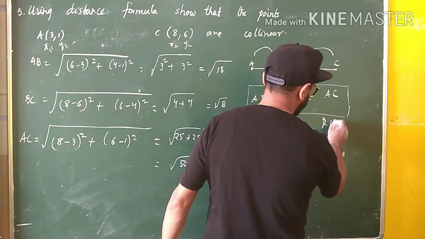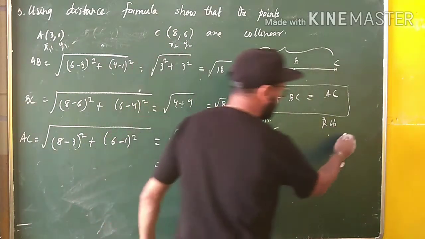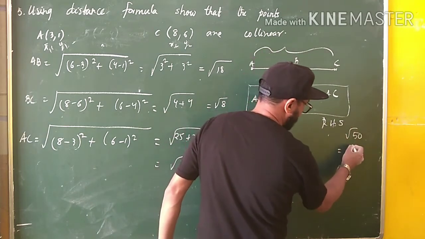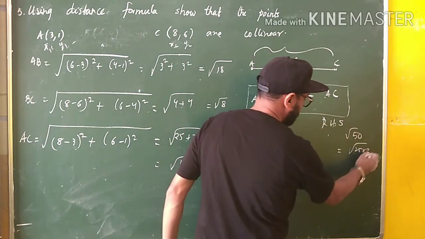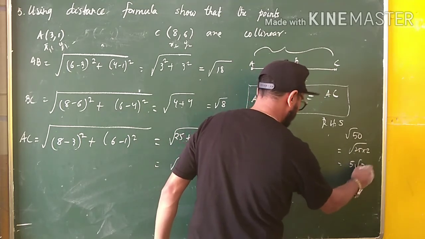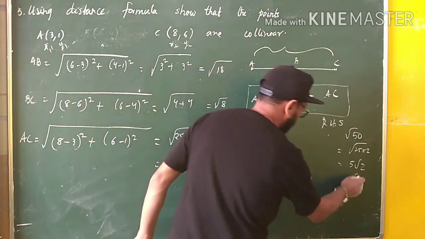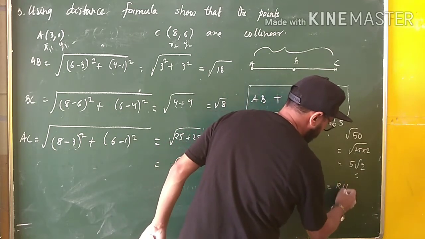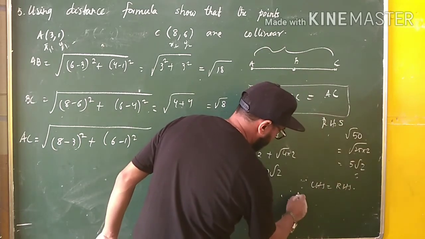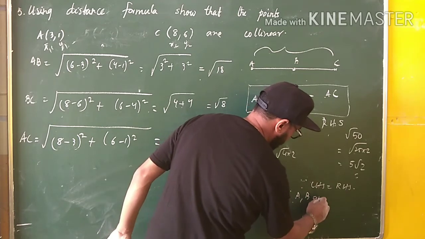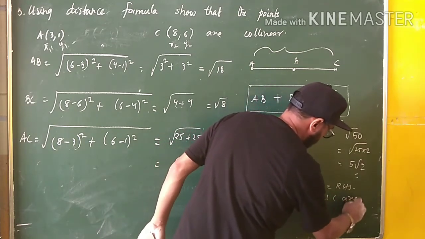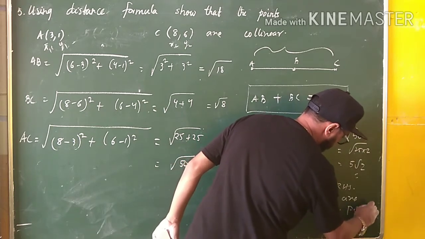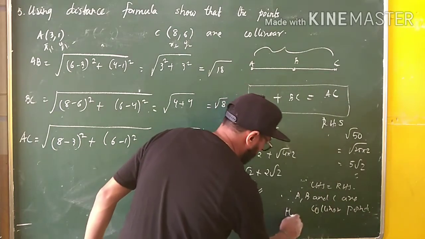So right hand side AC. So AC is root 50. So this is root of 25 into 2. Square root of 25 is 5. If you look at this one, these two are the same. Since LHS is equal to RHS, therefore A, B and C are collinear. Hence proved.